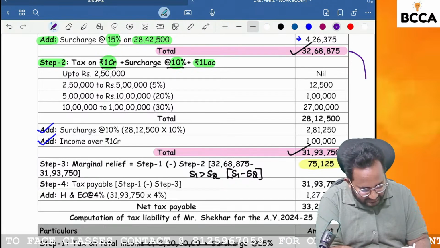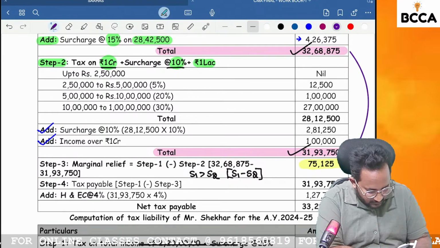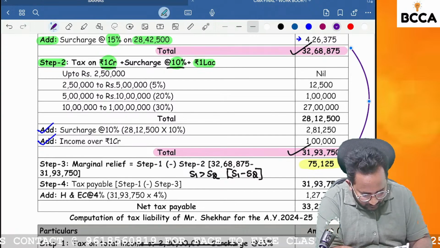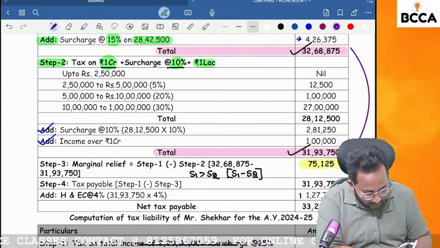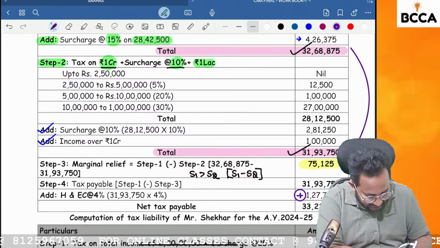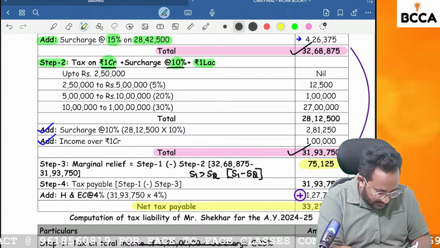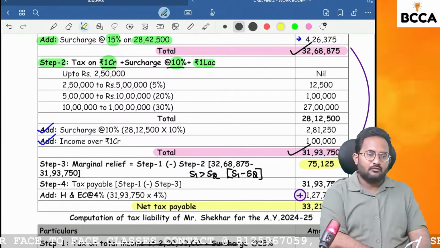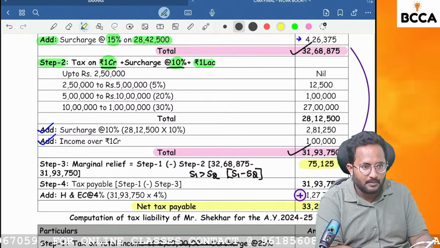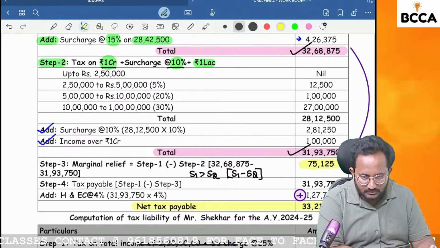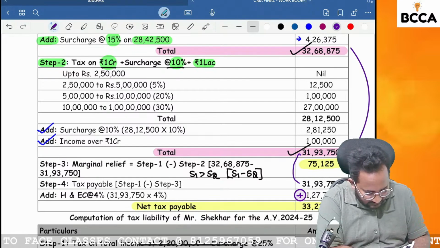32 lakh 68,875. Please do minus 75,125. Then further you have to add what? Health and education cess. Final tax liability 33 lakh 21,000. Indirectly, we can add step 2 plus what? Education cess. Step 2 answer plus health and education cess, also you will get the answer.